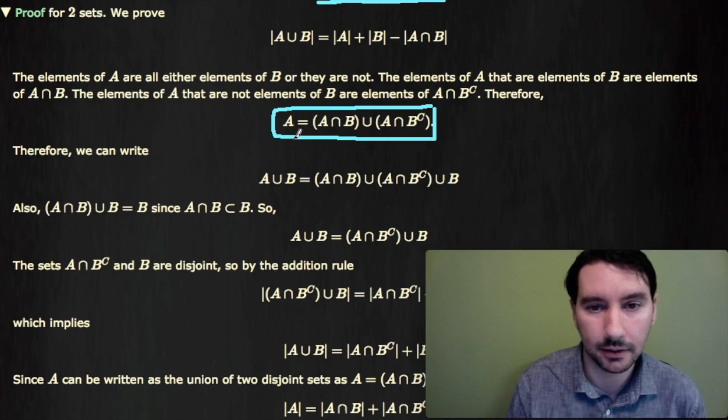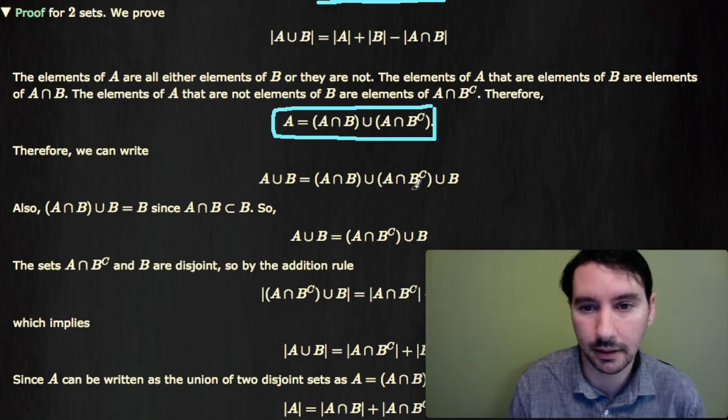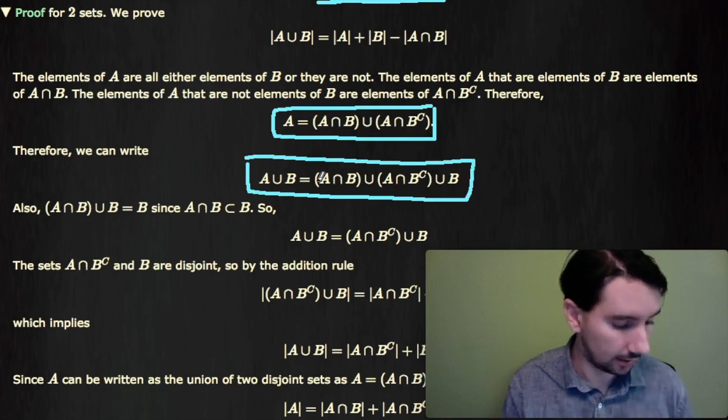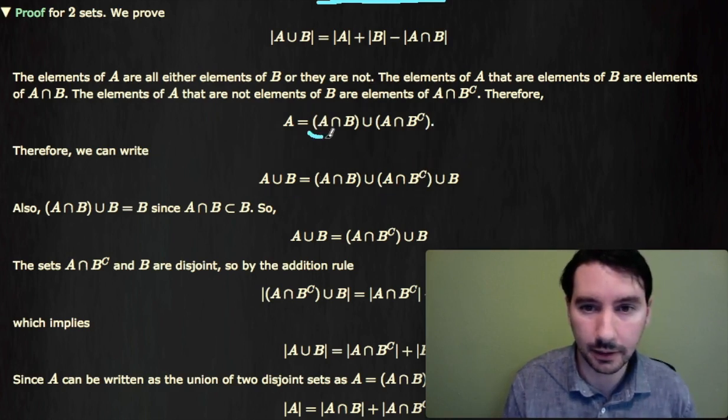And if we take this union with B, then A union B becomes the elements in A and B union the elements in A and not in B union B. So here we're just substituting this above formula for A.